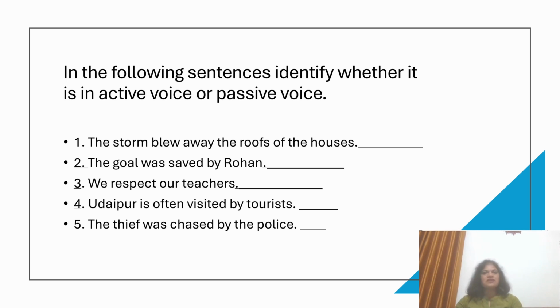We respect our teachers. So who is performing the action here? Who respects? We. So here, those who perform the action, the doer of the action, is mentioned first, so it is in active voice.